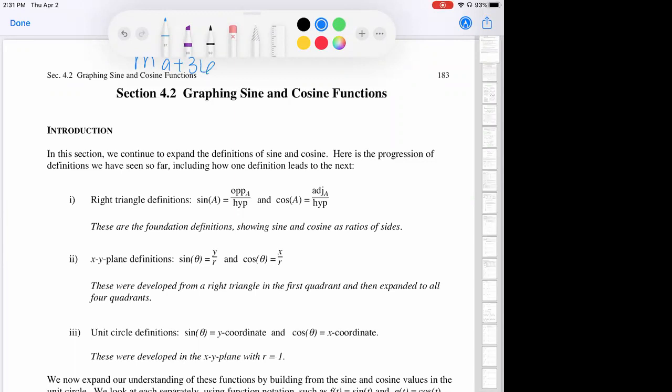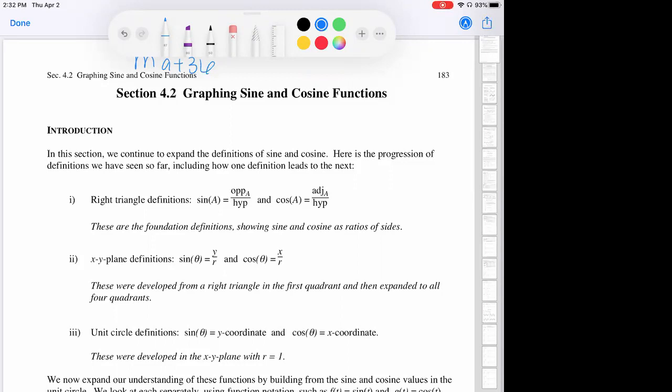Right triangle definitions. So we defined earlier that sine of A is opposite of A over hypotenuse, and cosine of A is adjacent of A over hypotenuse. These are foundation definitions showing sine and cosine as ratios of sides.